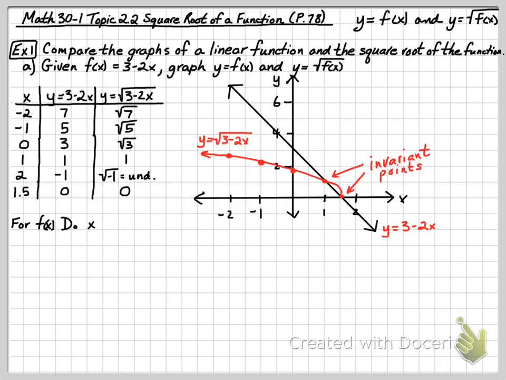For f of x, the domain is going to be x can be any real number because it's a straight line, and of course our range is going to be y is any real number. For the square root of f of x, our domain is going to be x has to be less than or equal to 1.5, and our range is y has got to be greater than or equal to 0.